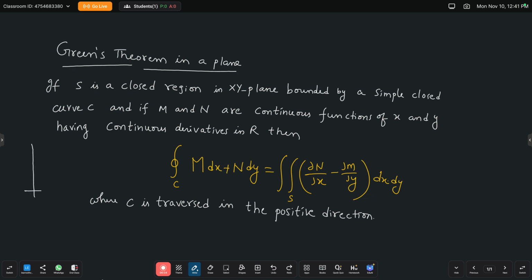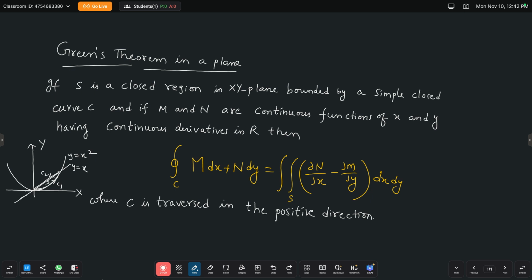Here it is the xy plane. The S is the region formed by intersecting any two curves. Suppose I take one curve, like this, y is equal to x square, and take one more curve, suppose y is equal to x. These two curves are intersecting. They form some region. Yes, it is called S, closed region. Now this closed region S is bounded by two curves, C1 and one more curve C2.